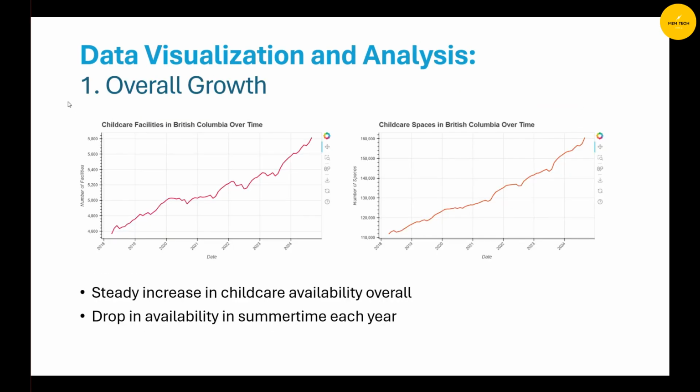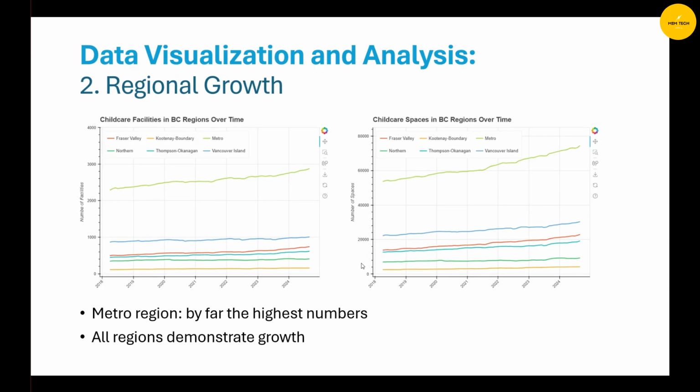Now, I started my analysis by looking at the overall growth of childcare facilities and childcare spaces in BC for the whole period that I had data for. And we can definitely see that childcare availability has been increasing quite steadily. And one interesting thing that I noticed is that there was a drop around the middle of each year, so during the summer. And this can mean that maybe some childcare facilities just close in summer, or maybe there are other reasons. I am not quite sure, but it is an interesting point to look at.